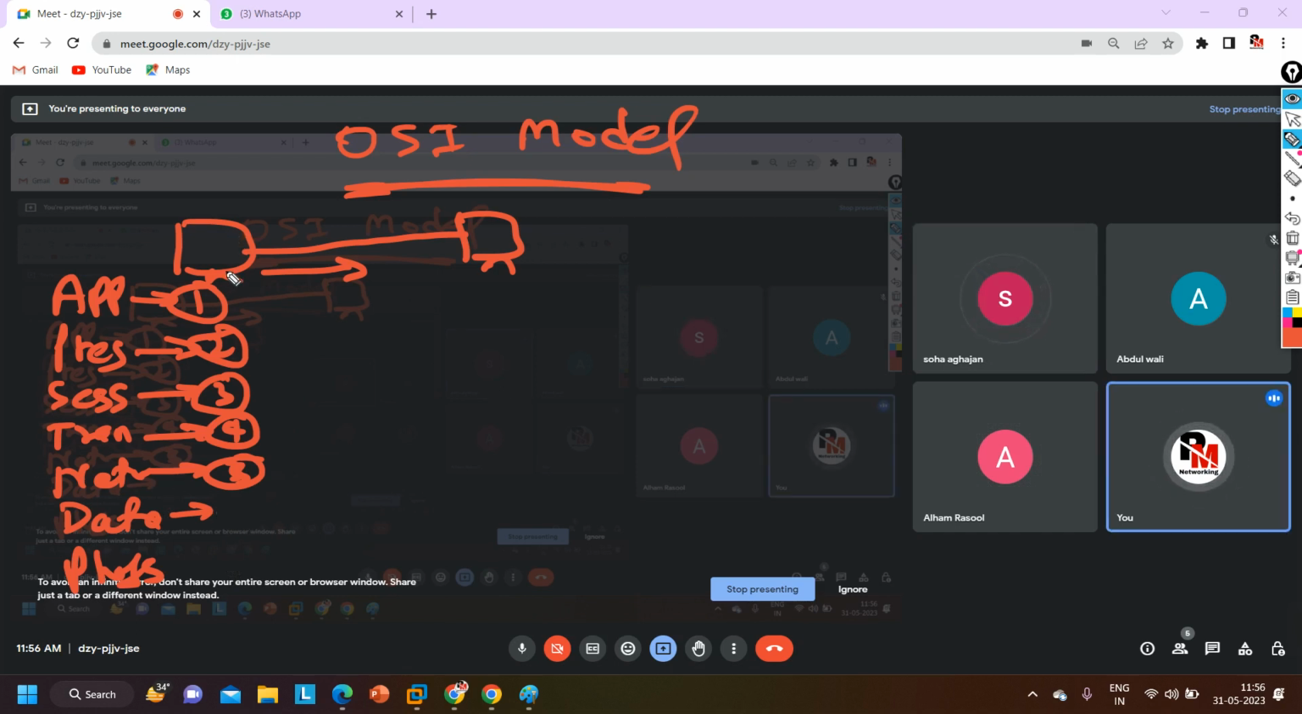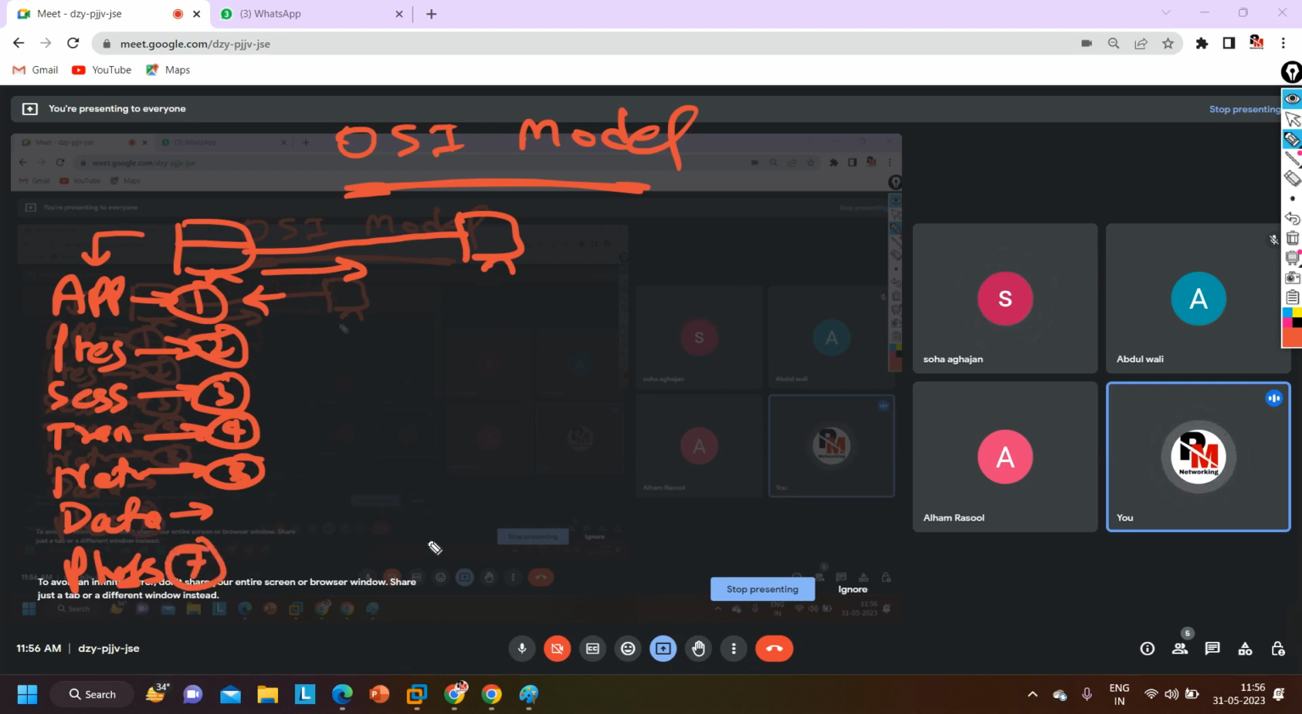So when this machine sends data, it generates the data at the application layer. Let's say from here in the browser I am typing www.google.com. The first layer that comes into play is the application layer. The application layer generates the data. After that it hands over to presentation, session, transport, network, data link, and physical. So the physical layer is the 7th layer over here.